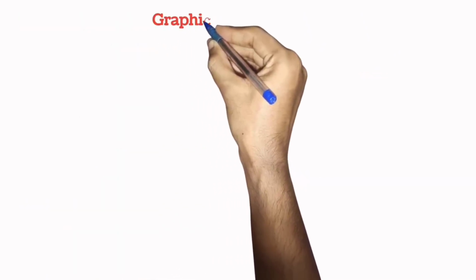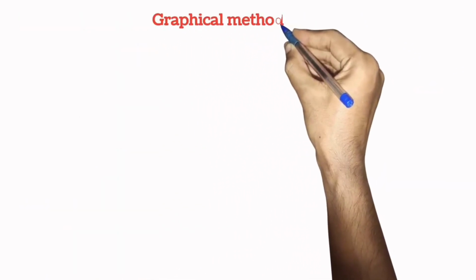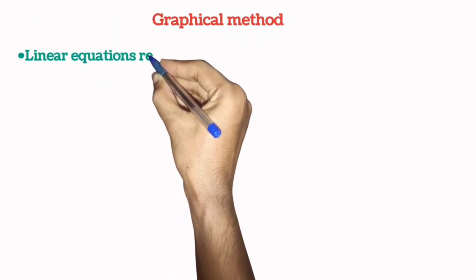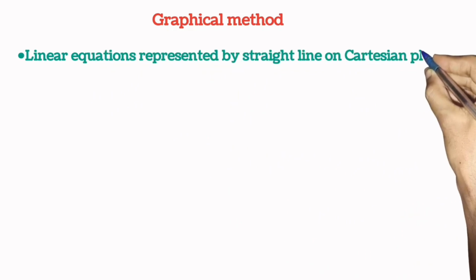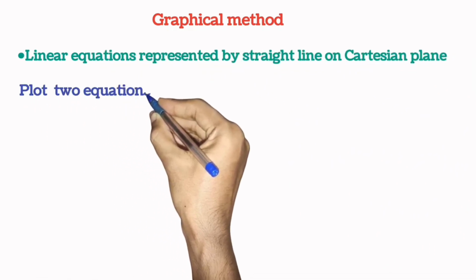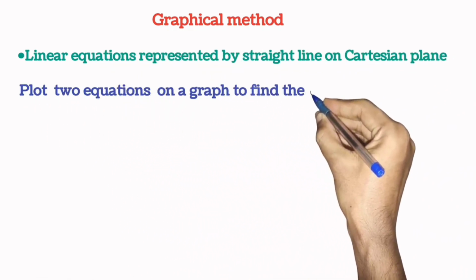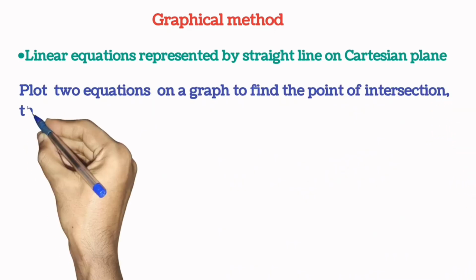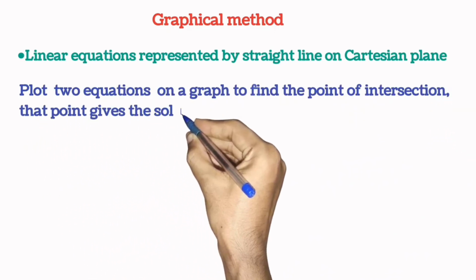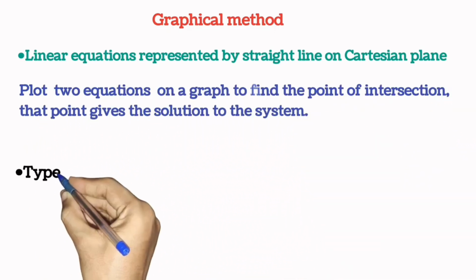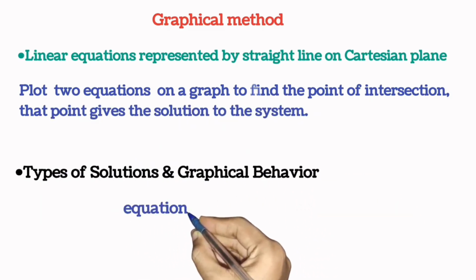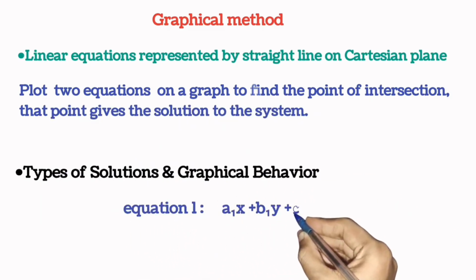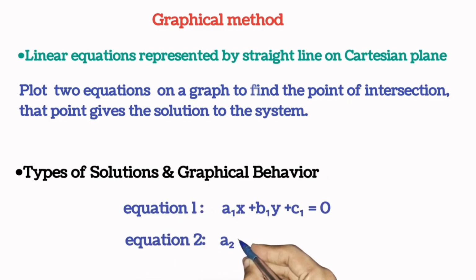Now look at graphical method. Linear equations are represented by a straight line on the Cartesian plane. Plot two equations on a graph to find the point of intersection. That point gives the solution to the system. Types of solution and graphical behavior. First, equation 1, that is a1x plus b1y plus c1 equal to 0, and equation 2, that is a2x plus b2y plus c2 equal to 0.